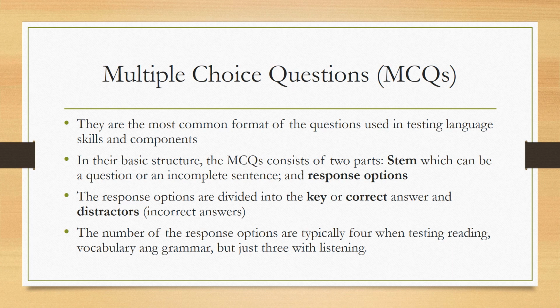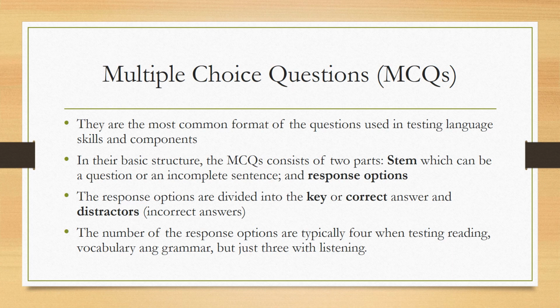Now, about the number of the response options, how many the teacher has to use with each stem, this depends on what? On the type of the skill or component that is tested. Typically, when we test reading, vocabulary, or grammar, the number of options for each stem should be 4. But when we test listening, the suggested number of options is preferred to be 3.